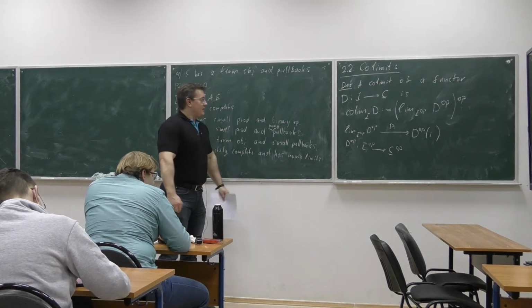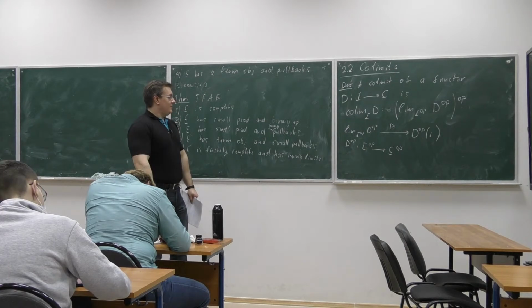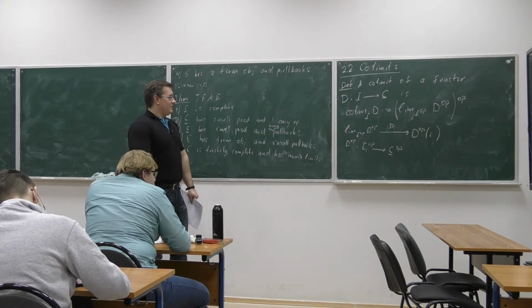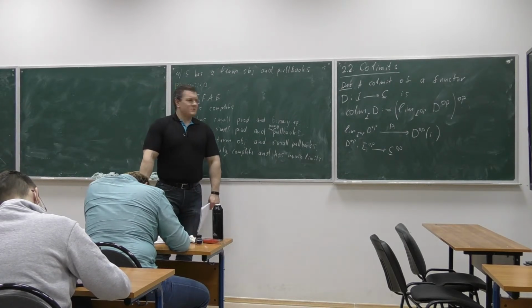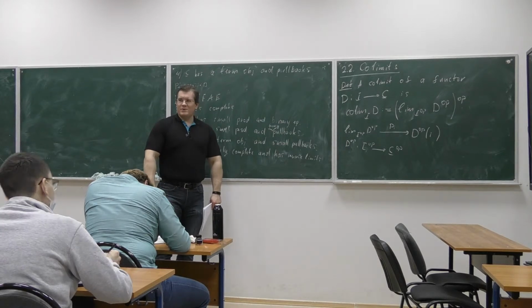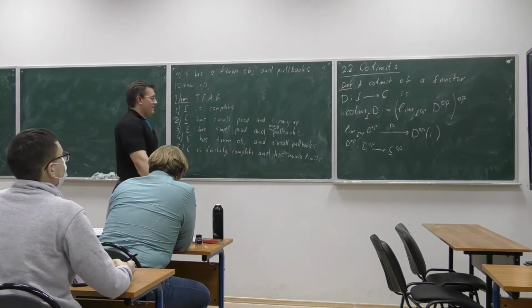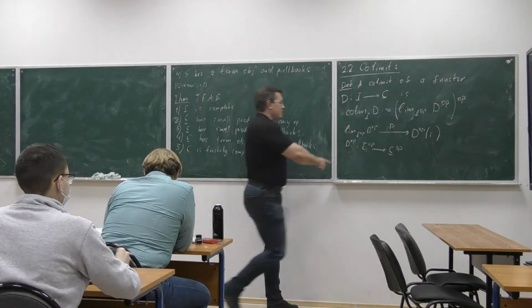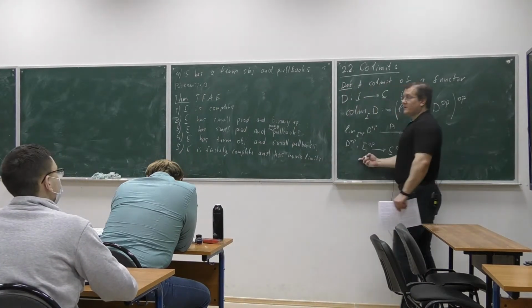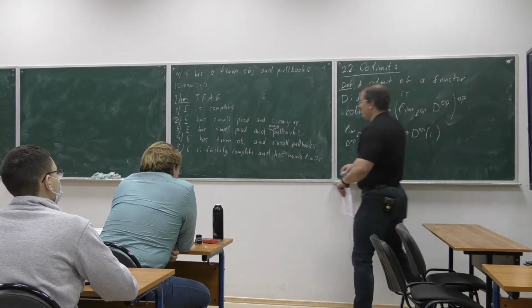Shouldn't it be from I to C op then? Because what's the functor from I to C op? Oh yeah, I see. Because you have dualization here and here, it's actually just the same functor from I to C.